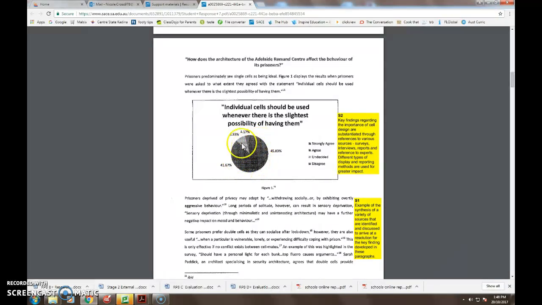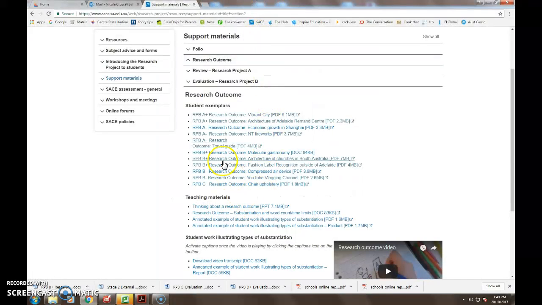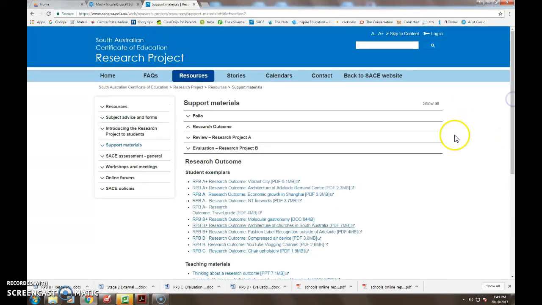Make sure that you do choose an appropriate graph style to put your results in. Make sure also that it has a key so that it's very easy to read and understand the different types of information that are being presented. So that's just a couple of examples from the SACE board website.